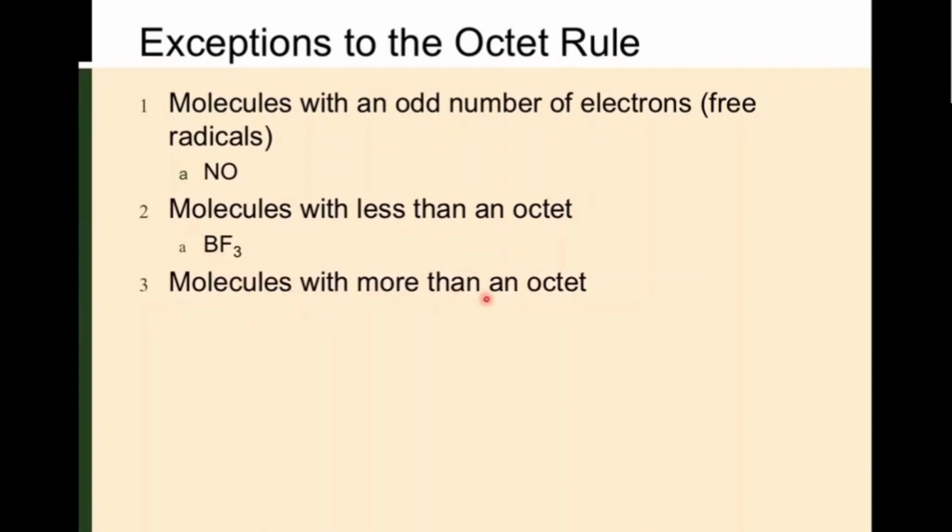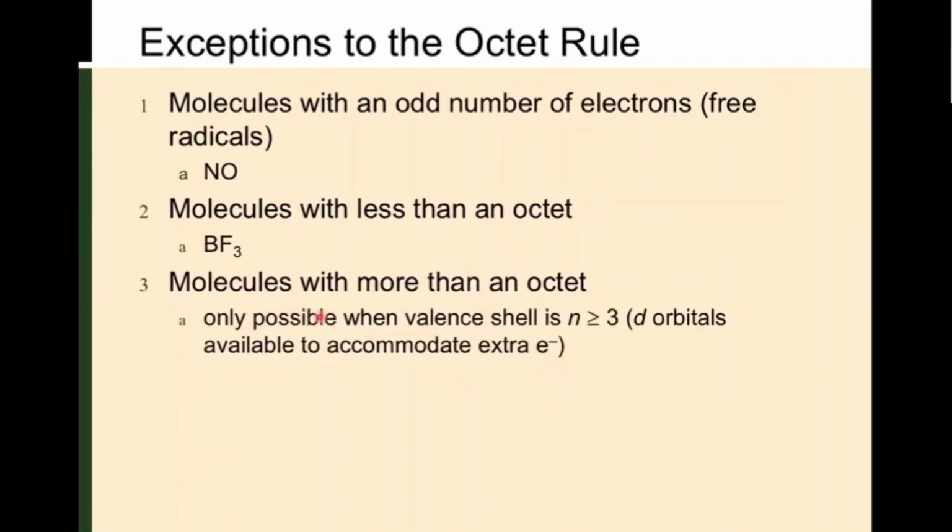Molecules with more than an octet. This is only possible when the valence shell n is greater than 3, so d orbitals are able to accommodate extra electrons. Whenever we start to get further down the periodic table, some unusual behavior starts to creep in. Things like PCl5. P is in the same group as oxygen, but you couldn't imagine oxygen doing something like this.